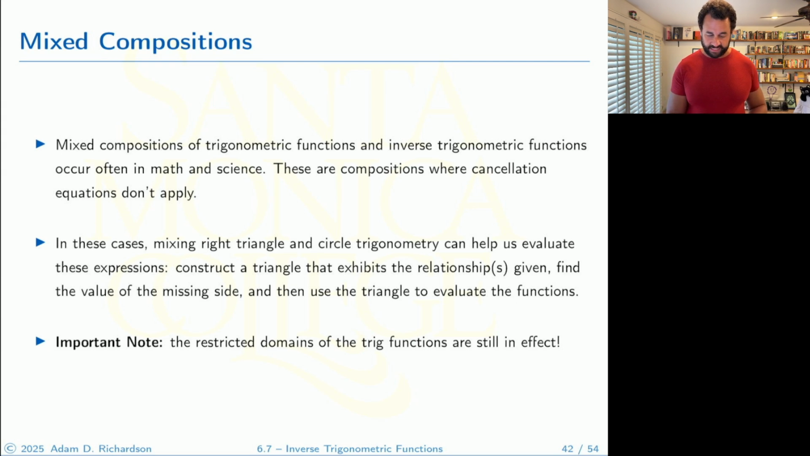Now, for these cases where you have mixed compositions, what we're actually going to do is mix right triangle and circle trigonometry to help us evaluate these in a meaningful way. So we're going to construct a triangle that exhibits the relationships given, and then we're going to find the value of the missing side of the triangle, and then we're going to use the triangle to evaluate the functions.